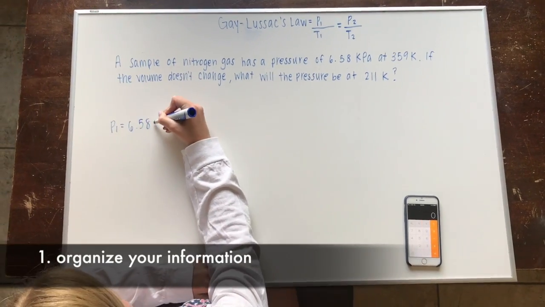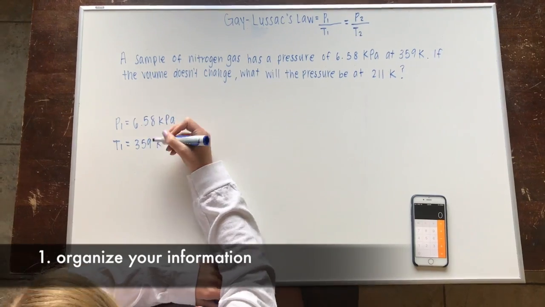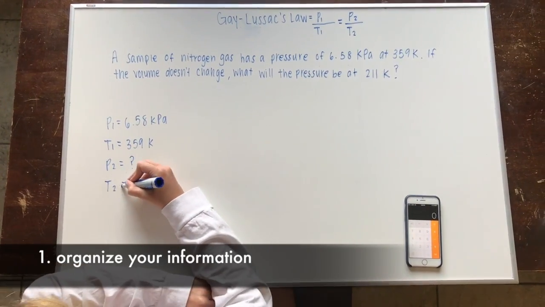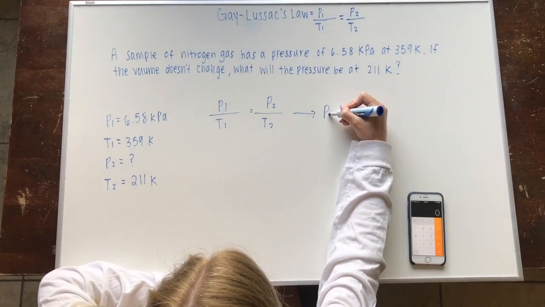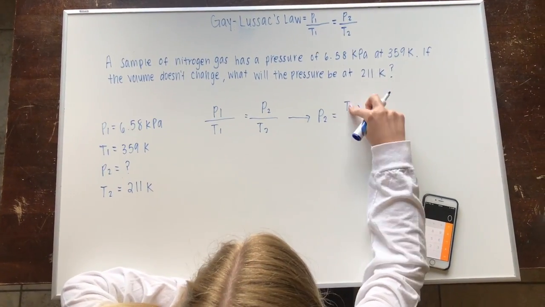Now for an example problem. A sample of nitrogen gas has a pressure of 6.58 kPa at 359 Kelvin. If the volume doesn't change, what will the pressure be at 211 Kelvin?